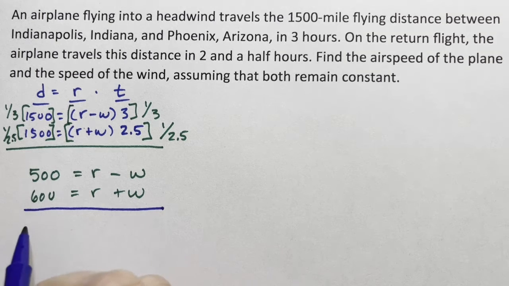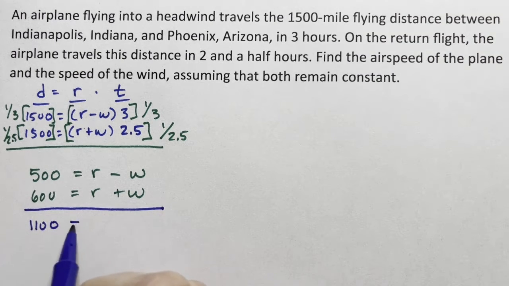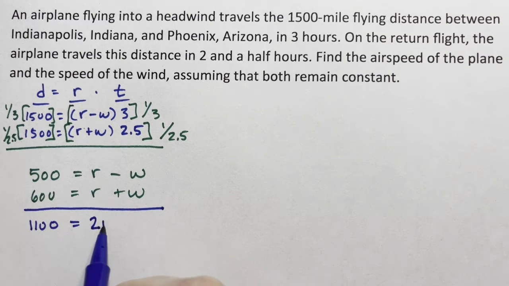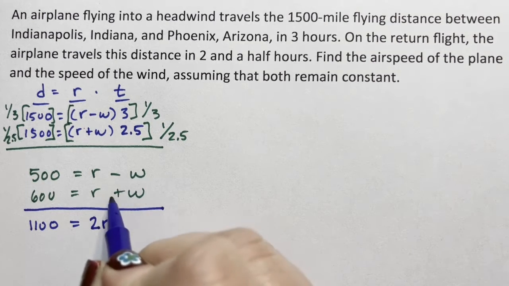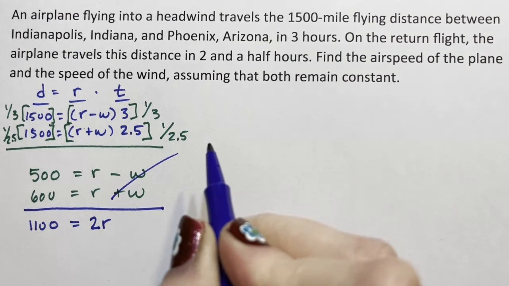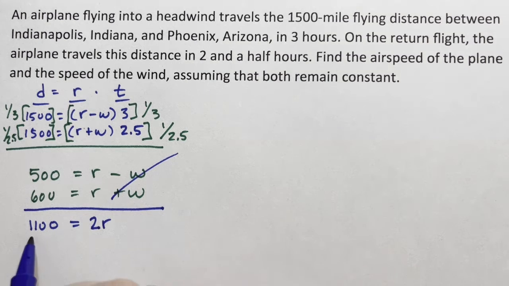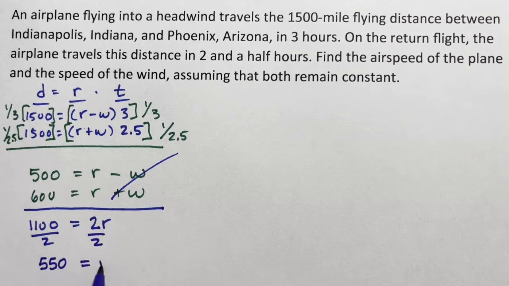500 plus 600 is 1,100. R plus R is 2R. Negative W plus W cancel. And then I can divide by 2, and I get 550 equals the rate of the plane. And that's why I like doing it that way.